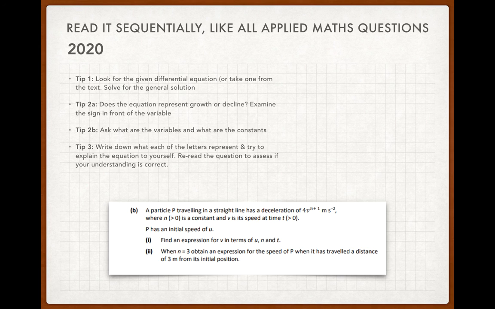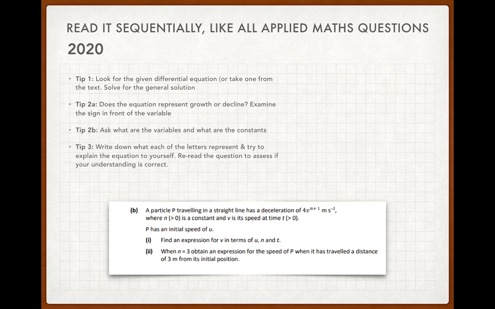Does it represent growth or decline? It represents decline because there's a minus sign in front of the v, and we know the acceleration can be given by dv/dt or v dv/dx. So the variable on top is the v in both cases, and there's a minus in front of that. It's a decline, which makes sense because it is a deceleration.